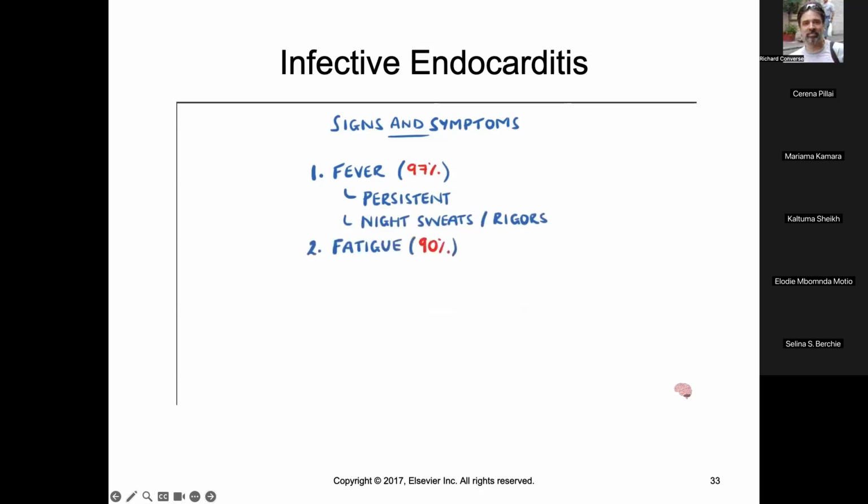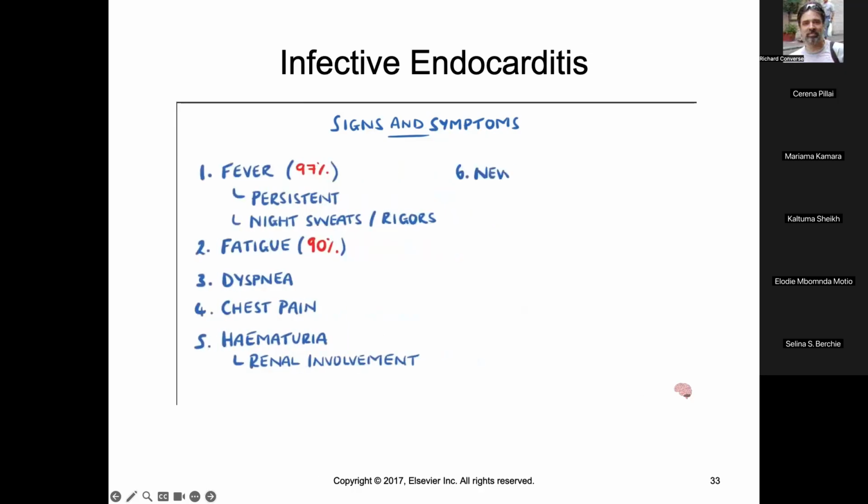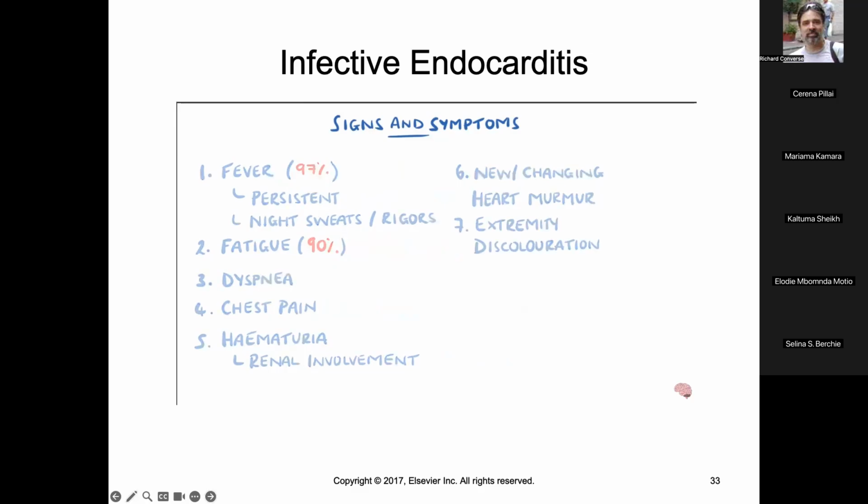Fatigue is common, and patients may also complain of dyspnea or shortness of breath on exertion, and chest pain in some cases. Hematuria is also possible if there is renal involvement. On physical exam, there may be a new or changing heart murmur, and there may be blackening of the extremities if emboli have reduced the blood flow.